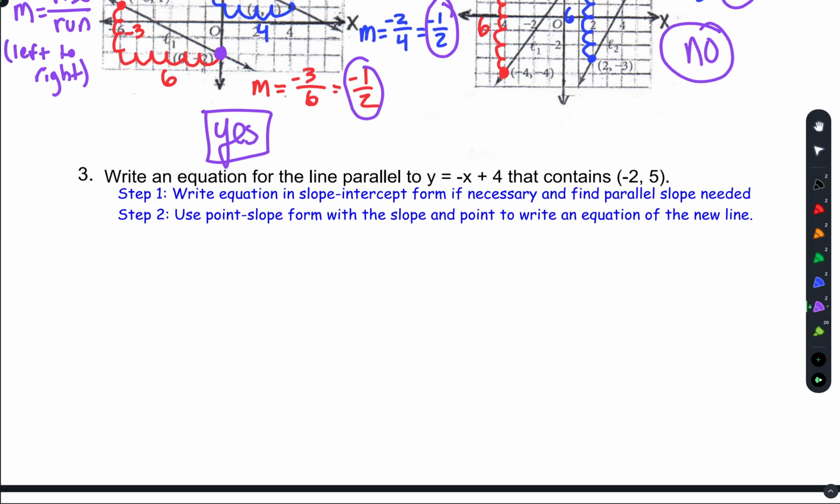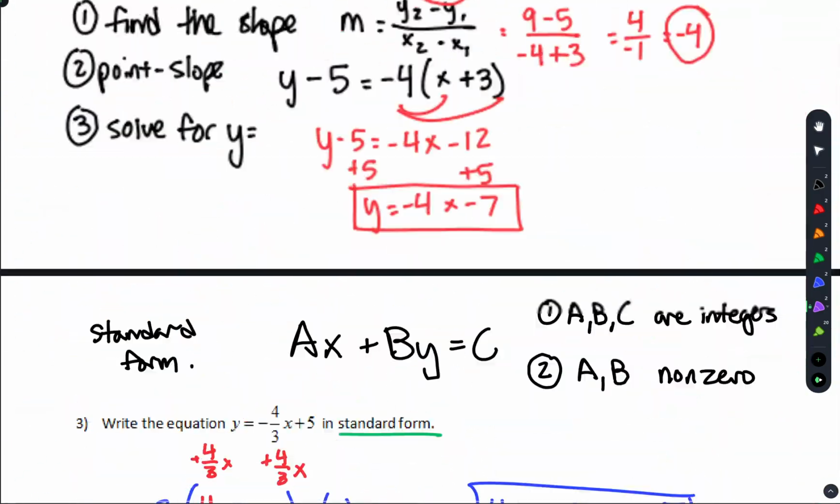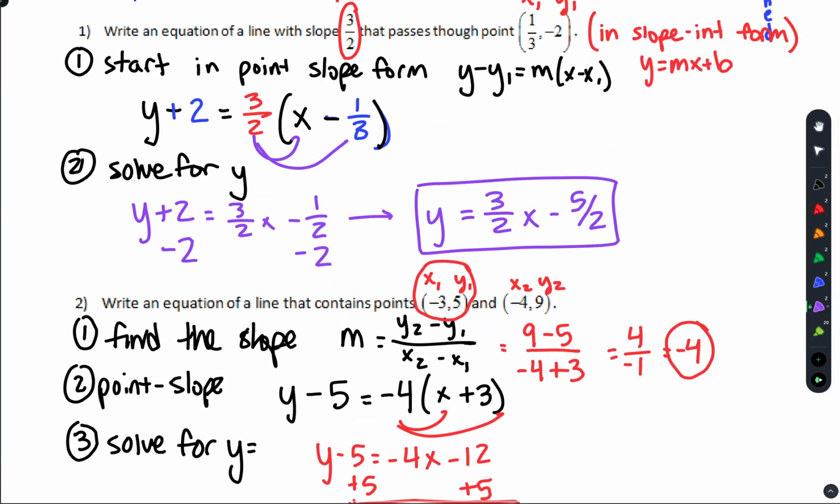So then let's look at the real stuff for this lesson, because what we're really trying to get at is writing the equations for lines that are parallel to other lines that go through a specific point. So if you remember, I'm going to zoom back to yesterday really fast. We did some of this stuff yesterday. We were just writing equations. We weren't trying to write equations for lines that are parallel.